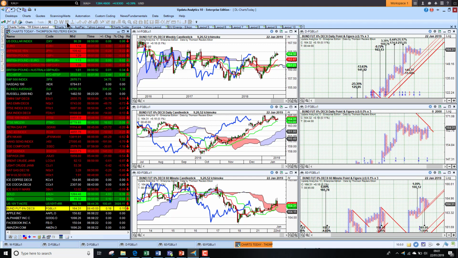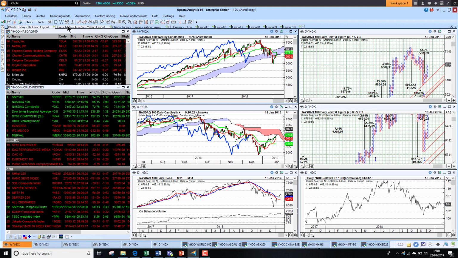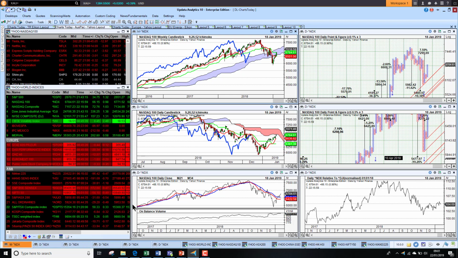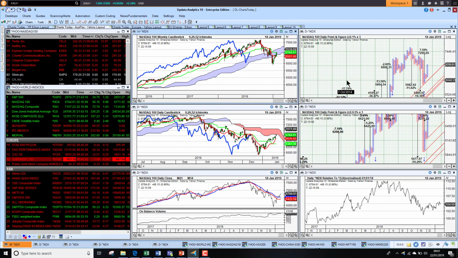Markets were closed, of course, for Martin Luther King Day. Taking a look at the stocks individually, this data is all coming from Yahoo Finance. So it's my weekly chart, my 1% chart, my daily chart, my 0.5%.